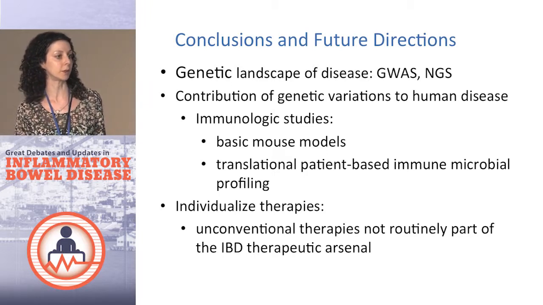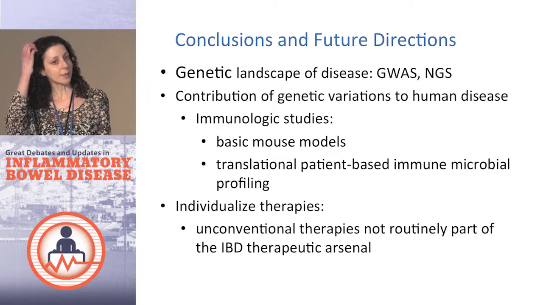You'll probably need next generation sequencing for those rarer variants. And when you do find something of interest, functional analysis is critical, either through a murine model or translational study, to see how it really is relevant to human disease. And ultimately, I think the goal for all of us is to really individualize therapy to our patients, maybe finding something in those pathways, making us use unconventional therapies that are not really currently part of our arsenal.